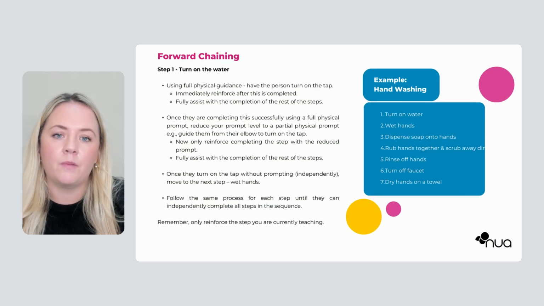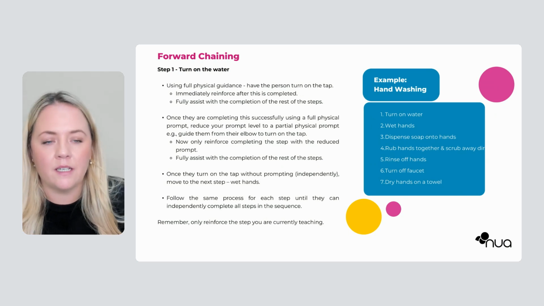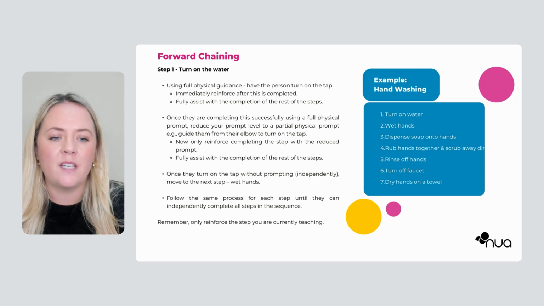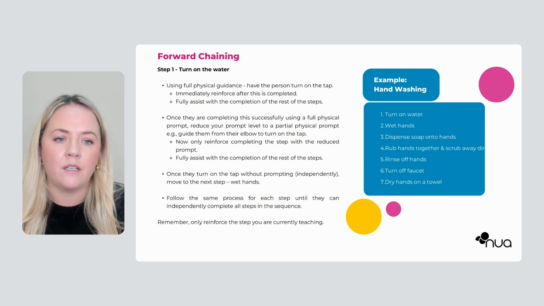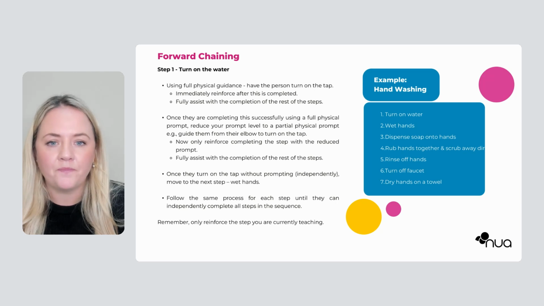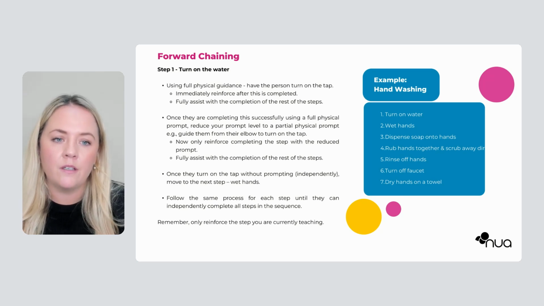So, for example, with our hand washing task analysis on the right hand side, we have 7 discrete steps within that, which each need to be taught independently of each other in order for that behavior chain to come together. So, what we would look at doing is teaching the first step of turning on the water first in isolation, and then supporting the individual to complete steps 2 through 7.